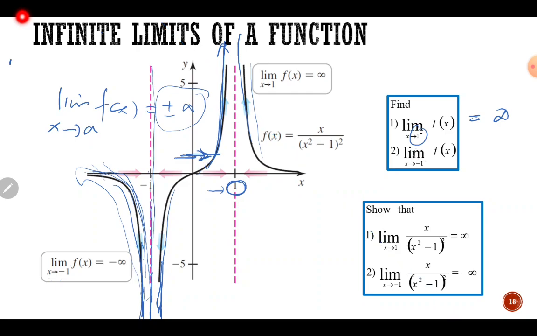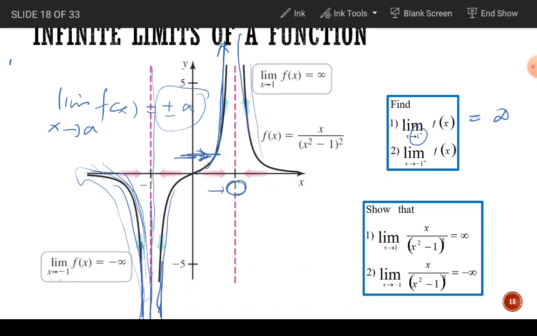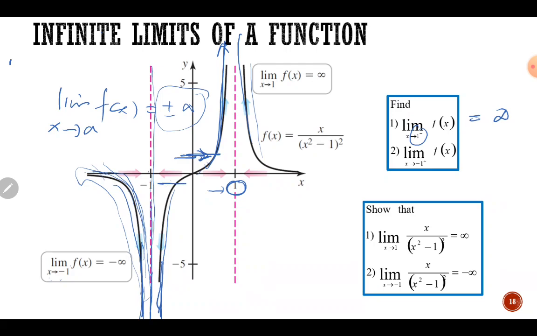And negative 1 from the right. Okay, from the right as well here. For negative 1 from the right, ni negative 1 from the right of negative 1 dari arah sini. Nampak tak? Dia turun ke bawah kan? Dia turun ke bawah. So, this one, the answer will be negative infinity.